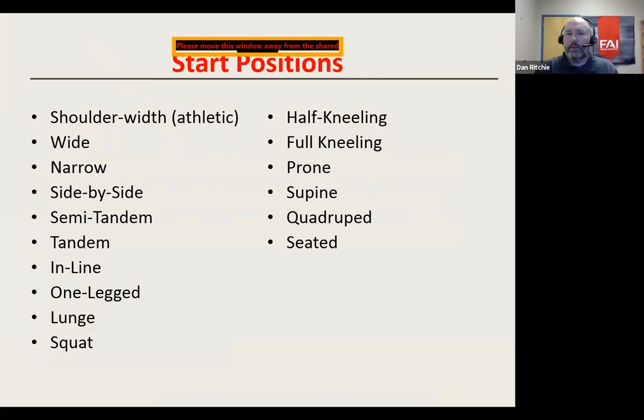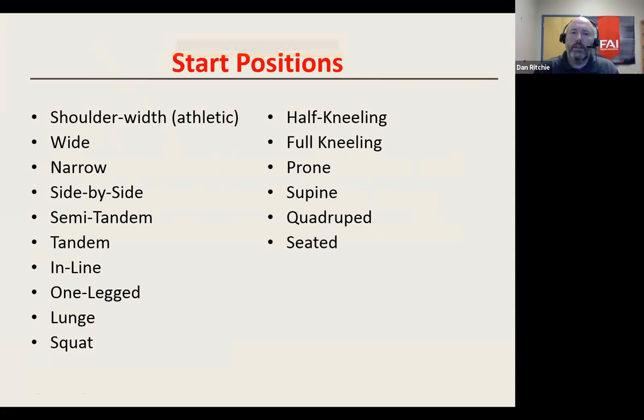Our feet are about shoulder width apart. Well, then we have a wider stance than that. So we can just call that a wide stance. That's slightly wider than shoulder width apart. And we could have a really wide stance, right? Which is probably about as wide as you could stand.